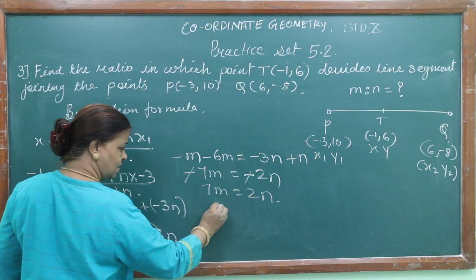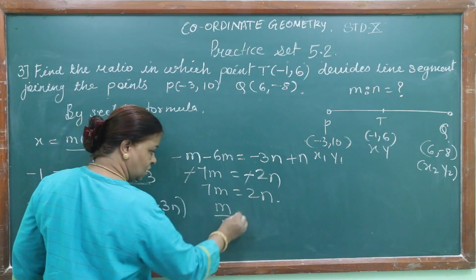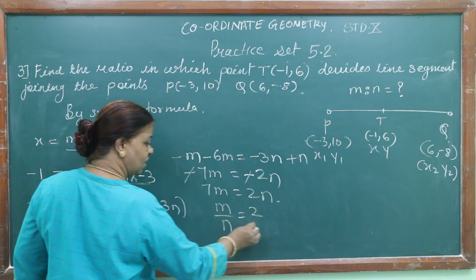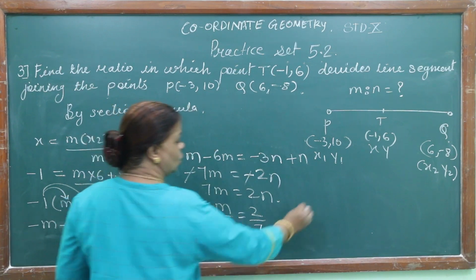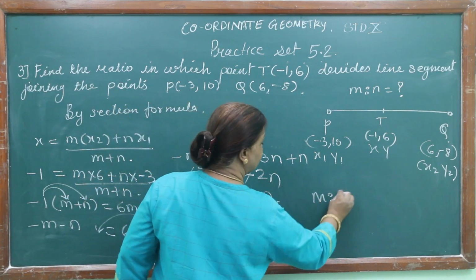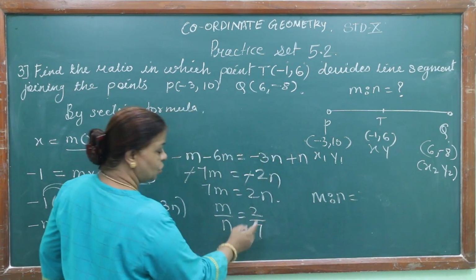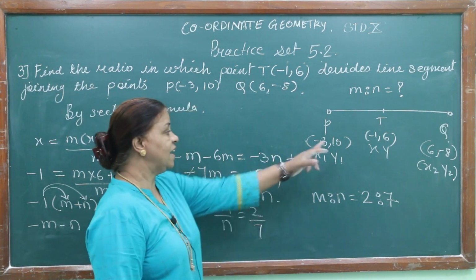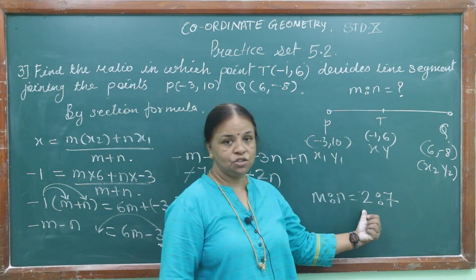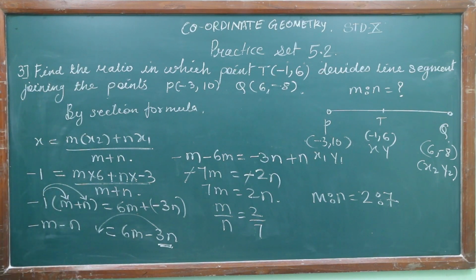We can write m upon n. M is here, n I brought here, and 2 was here, 7 will go down. So m upon n is equal to 2 upon 7. So the m is to n ratio is 2:7. That means point T divides the line PQ in the ratio 2:7. You can pause the video and solve the sum, children.